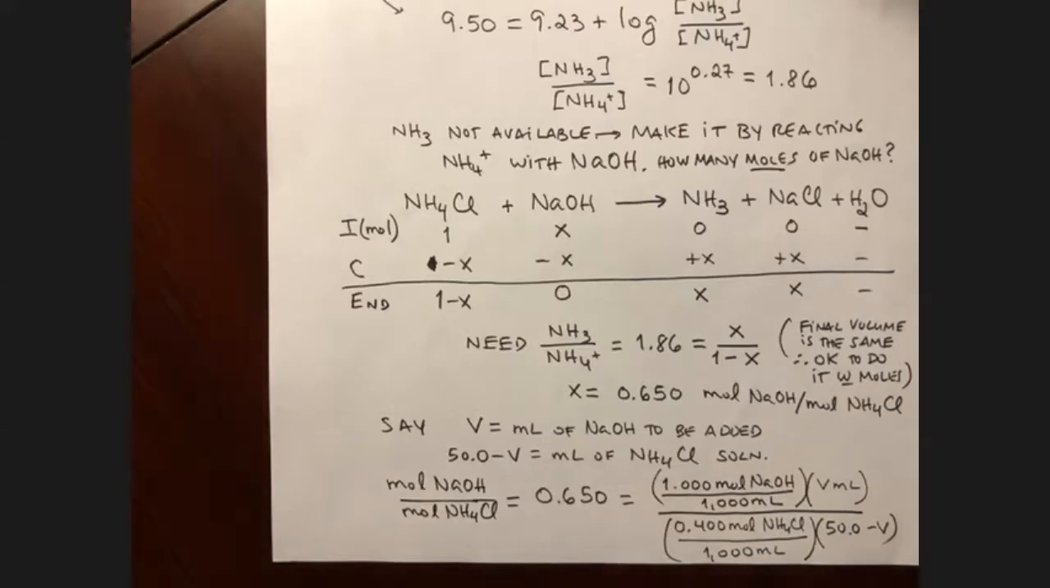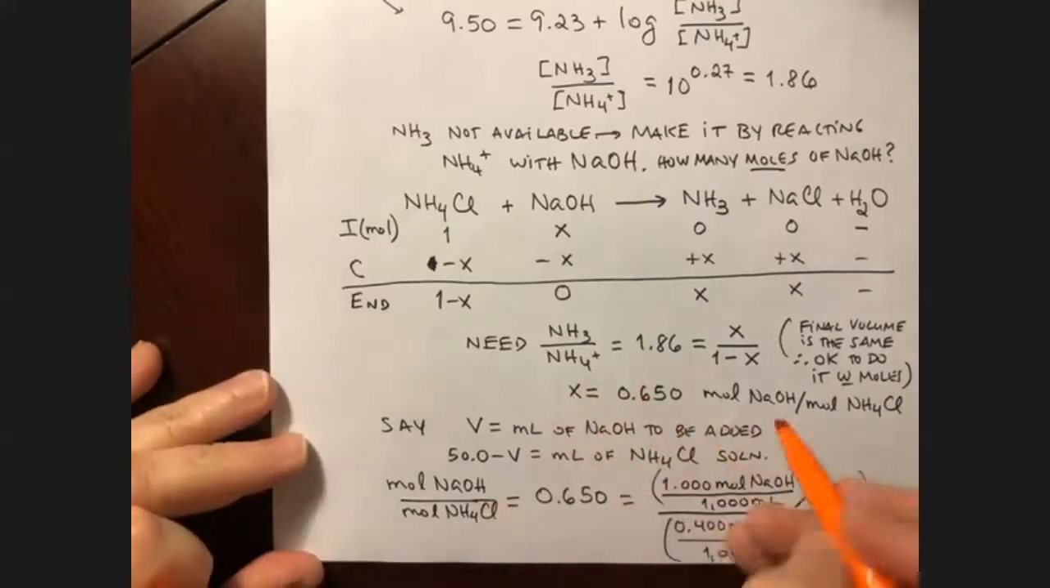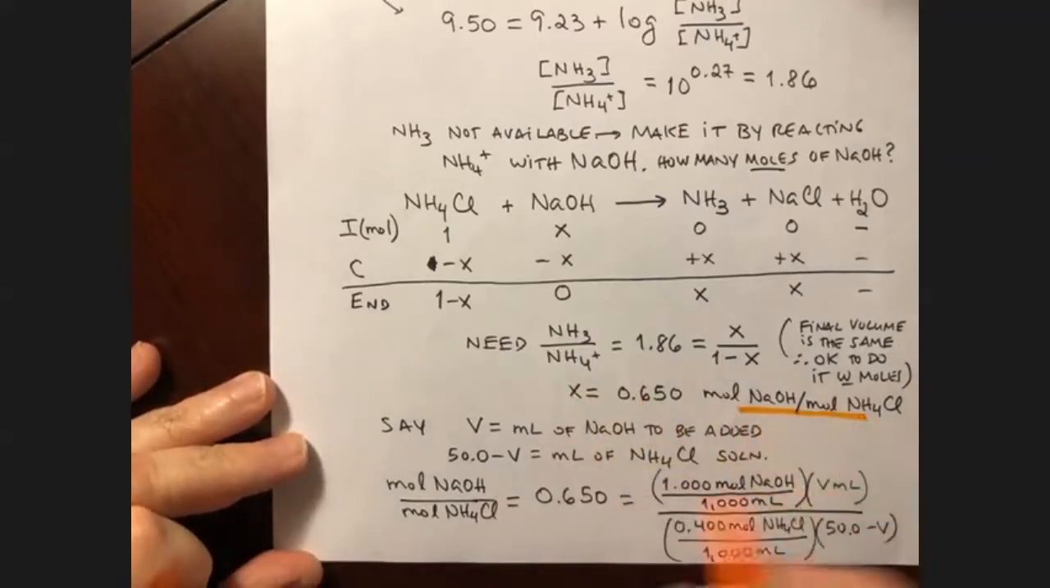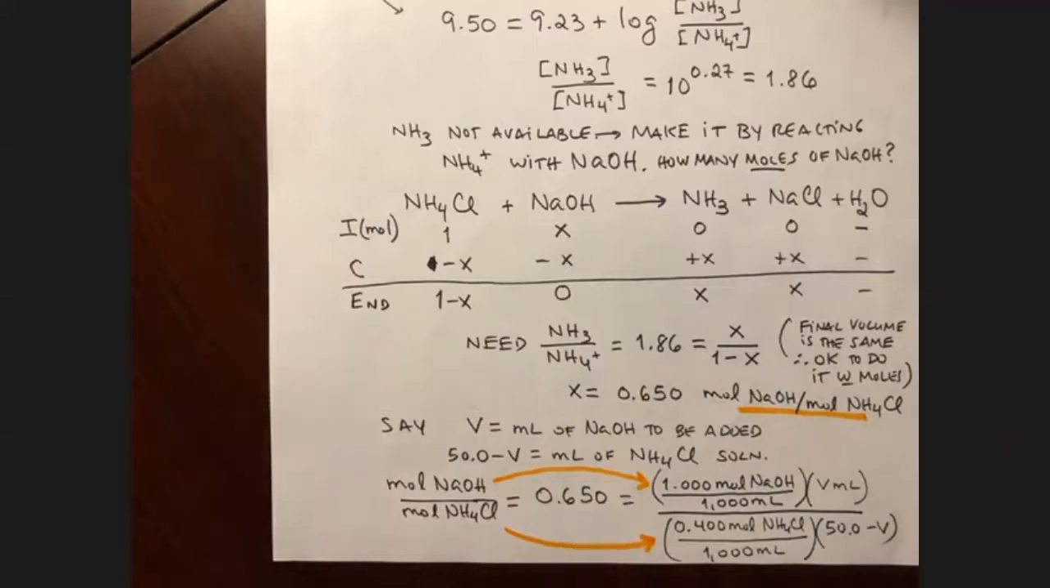Why am I doing this? Well, remember, this is the moles to moles ratio. So these are the moles of NaOH, and these are the moles of NH4Cl. And sadly, I ran out of space here, so I'm going to have to switch this around. Let me give you a few seconds to check that out. I want to make sure you understand what we're doing here, right?